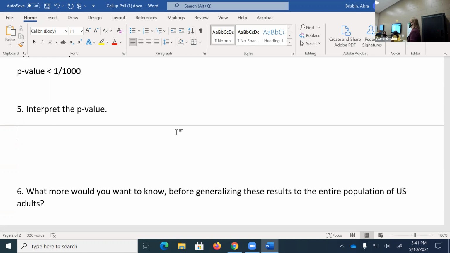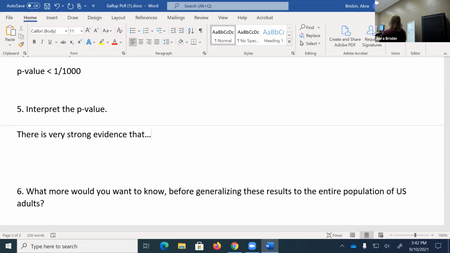So where does less than 1 out of 1,000 fall in our table of strength of evidence? Mackenzie. Very strong, yeah. So there is very strong evidence that... and then we can start, oh, sorry. I was gonna ask if you could say like, there's some evidence against the null hypothesis. Yeah, so we can say there's very strong evidence against the null hypothesis.